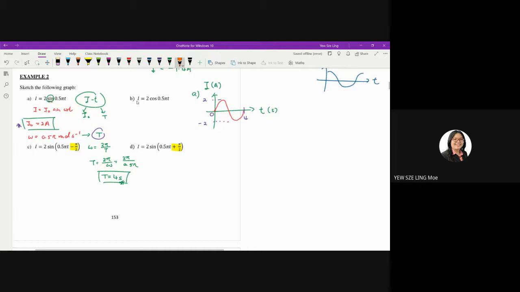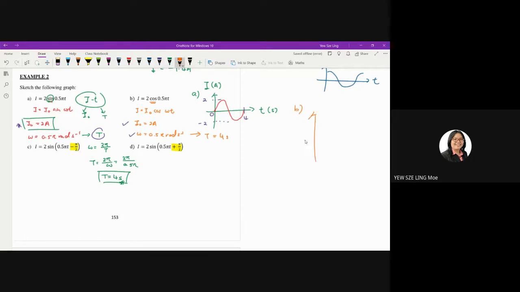Question B, as usual, we're going to compare with the general equation, but how to compare? Let us begin with I equals I naught. But since now you're given a cos function, in my general equation I'm going to write cos omega t. Again by comparison, I have I naught equals 2 ampere and omega equals 0.5 pi radian per second. From omega, I then obtain T equals 4 seconds. So I have I naught and omega, and then I can proceed to sketching.